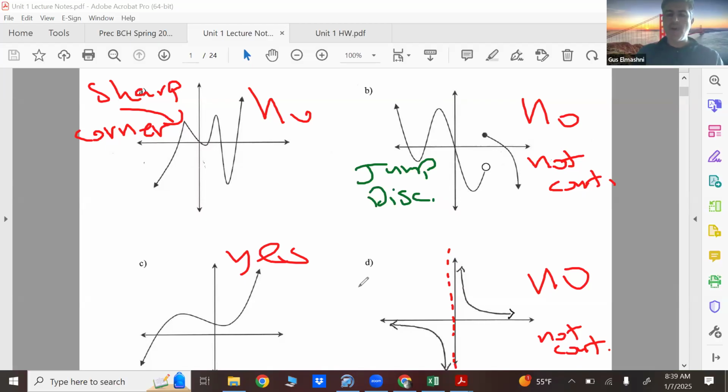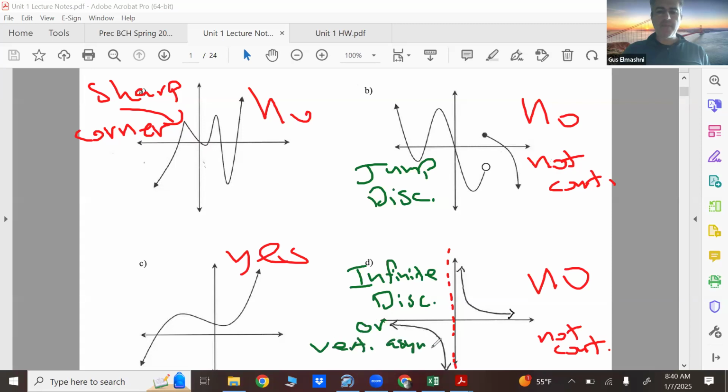This right here is called an infinite discontinuity. Why do you think we call it an infinite discontinuity? Because what? Yeah, y goes towards infinity, either to the left or to the right, positive or negative. So it has an infinite nature to it. Of course, that's a vertical asymptote too, or we could say it's a vertical asymptote.